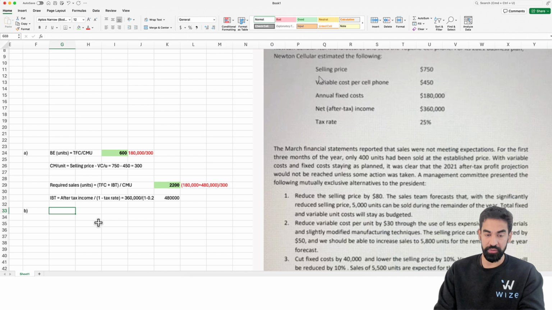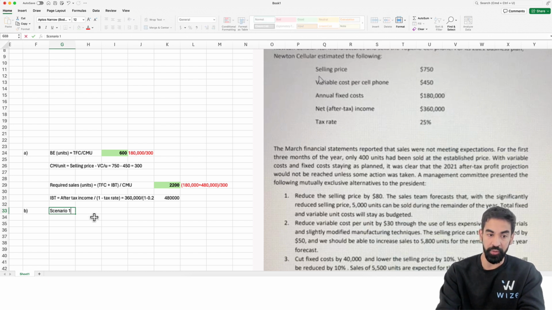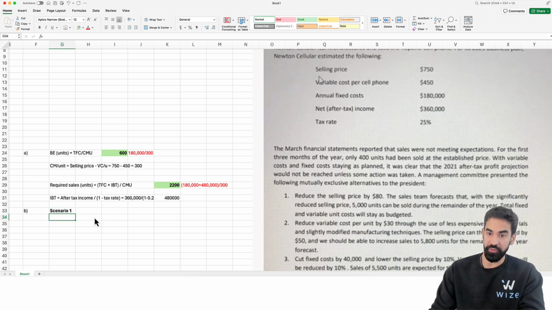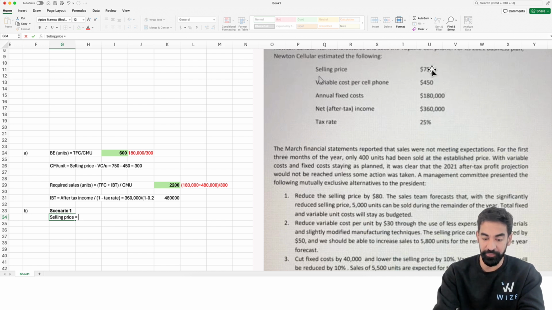So let's start off with scenario 1. In this scenario, they tell you reduce the selling price by $80. By 80, not 280, by 80. So let me write that first of all. Selling price is going to be what? Well, the original selling price they gave you in the question was $750. So now if you minus $80 from that, the new selling price is going to be $670. 750 minus 80 is 670.